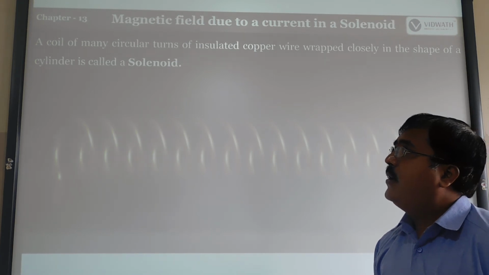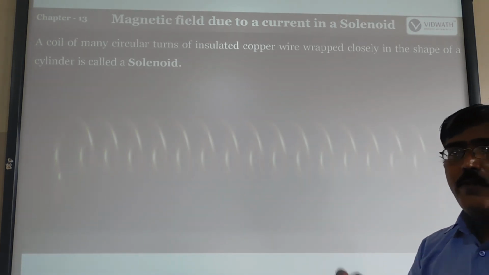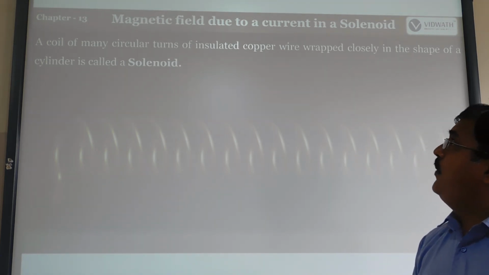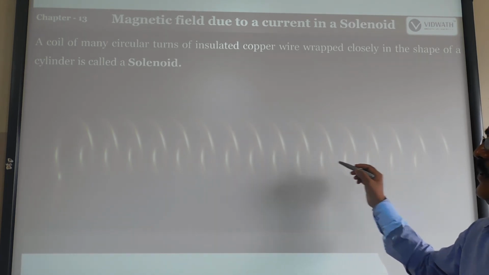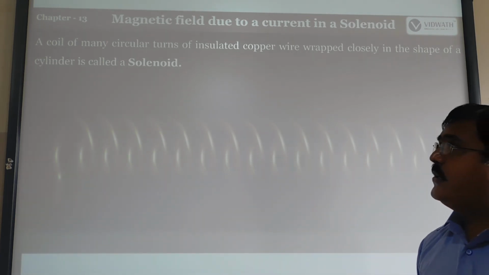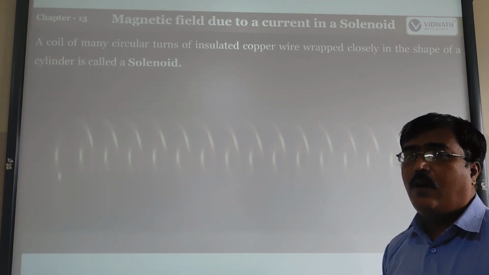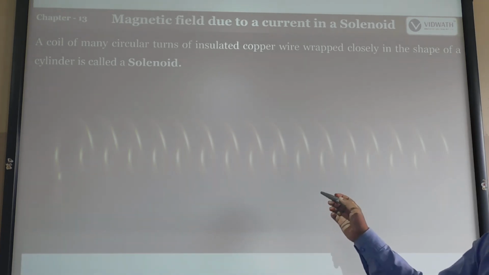A coil is a number of circular turns of insulated copper wire. However many circular turns of insulated copper wire there are, if they are wrapped closely in the shape of a cylinder, that is called a what? Solenoid. A solenoid is a coil of many circular turns of insulated copper wire wrapped closely in a cylinder shape. That is called a solenoid.